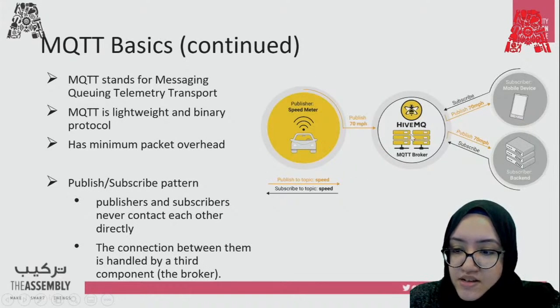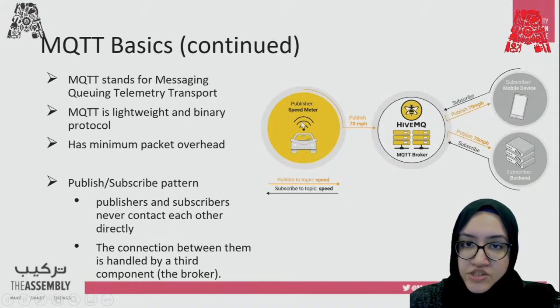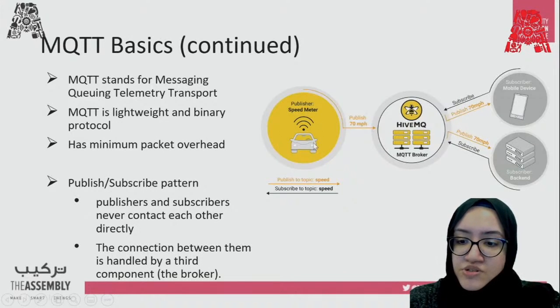So this is an MQTT broker. For now, you just need to remember that there is always one broker and there are going to be many clients with the broker. This is a publisher, and the publisher is a connected sensor device that will be recording speed. Whatever speed measuring device you're using will be connected as a publisher.